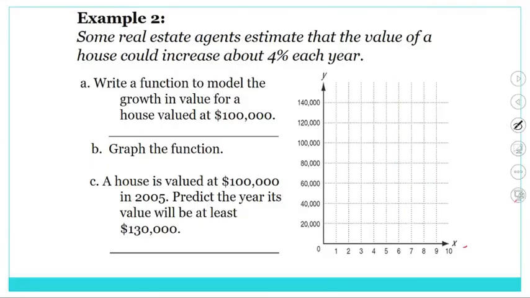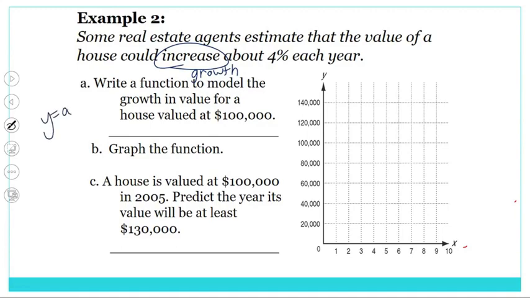for this situation. Some real estate agents estimate that the value of a house could increase about 4% each year. All right, so if the house is increasing, that means growth. Its value is going up, this would be exponential growth. So our function is going to be in the model y equals a times 1 plus r to the x power. So a, again, is typically our starting amount. Our house is being valued at $100,000, so we're going to start with $100,000.